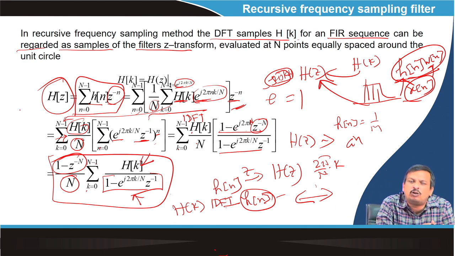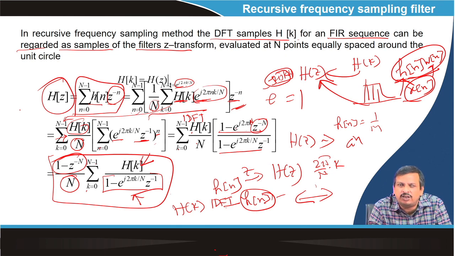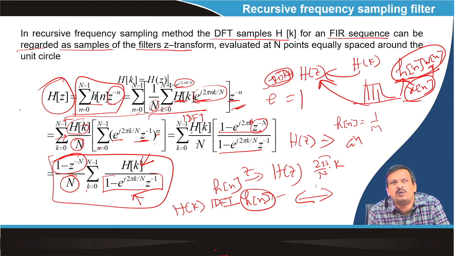Now if I go for non-recursive type 0 or type 1, I can implement type 0 and type 1. Type 0 means alpha equal to 0, type 1 is alpha equal to 0, and type 2 is alpha equal to half. Whatever I want, I can find h of n. Once I get that h of n, I directly convolve with x of n. So here windowing is not there. In the frequency sampling method, we are not doing windowing, but in window methods, we calculate h of n from the algebraic expression, then multiply by w(n) and then convolve with x(n).